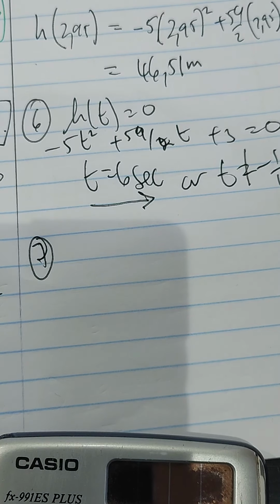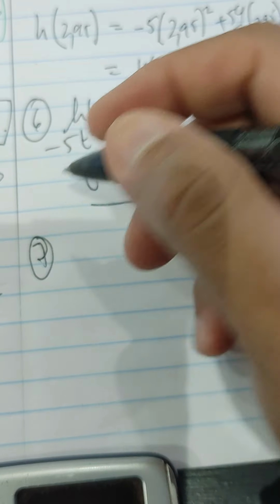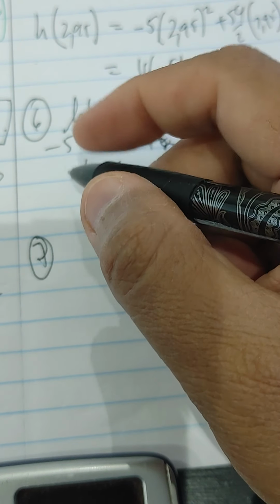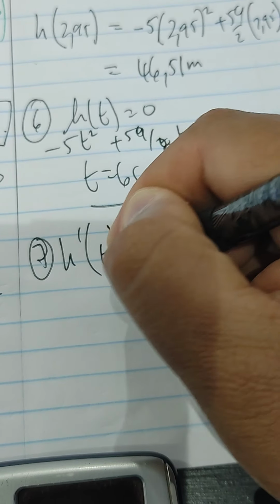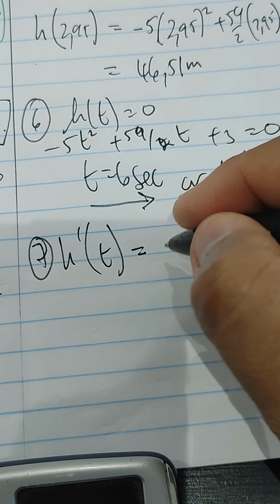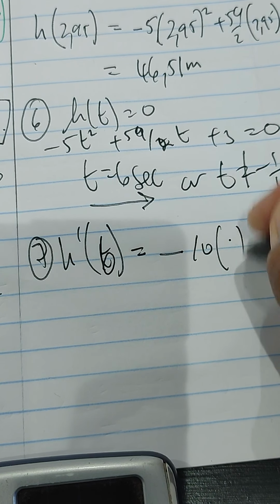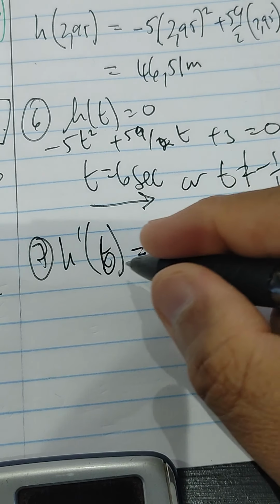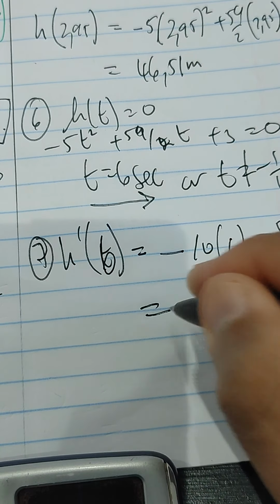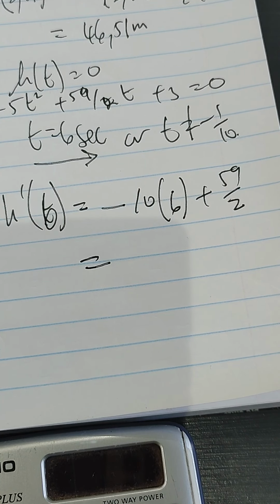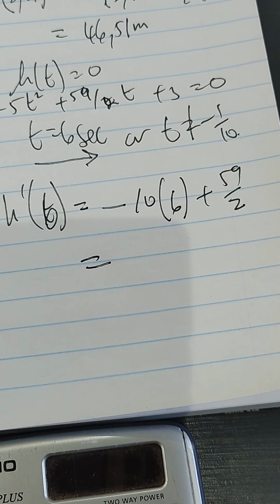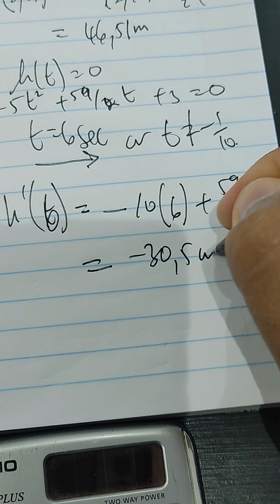For number 7, the question is, what is the speed of the ball at the moment it hits the ground? You know the speed is velocity. So we're going to work out h dash of 6. We have worked that formula out already to be negative 10t plus 59 over 2. So 6 gives us negative 60 plus 59 over 2, so it's going to be 30,5 meters per second.